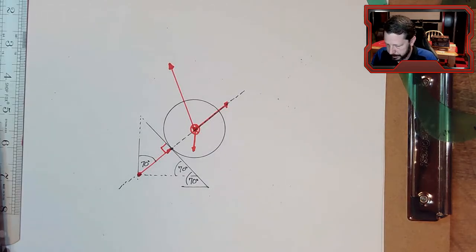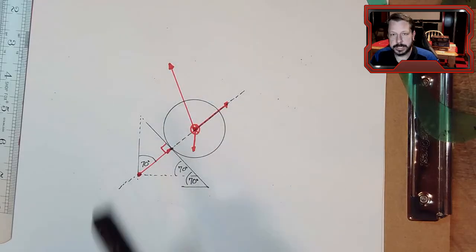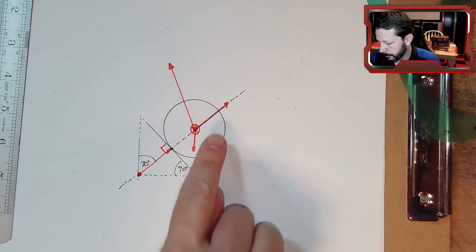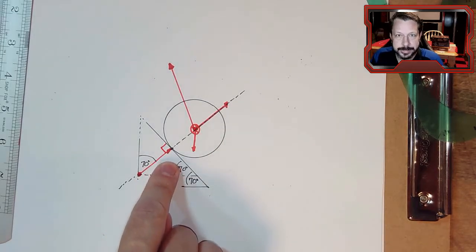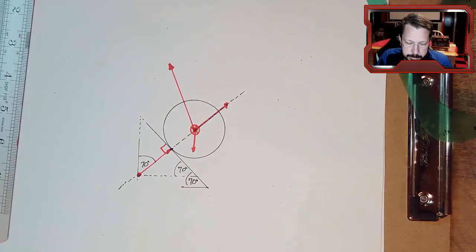I just wanted to go over that because I'd gotten a few questions about how to deal with free body diagrams and round things. That's how I would deal with it, assuming there's no friction between the round thing and the flat thing that it's rolling on. Okay, we'll be back Monday, and we will talk about some mechanics.